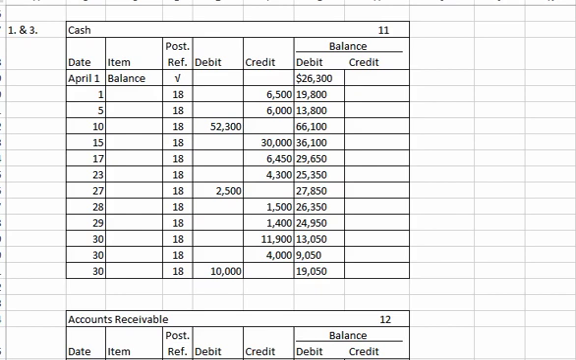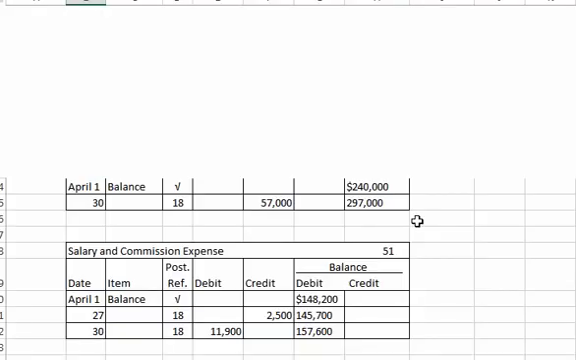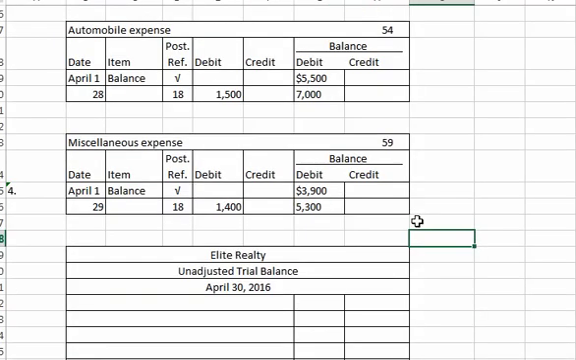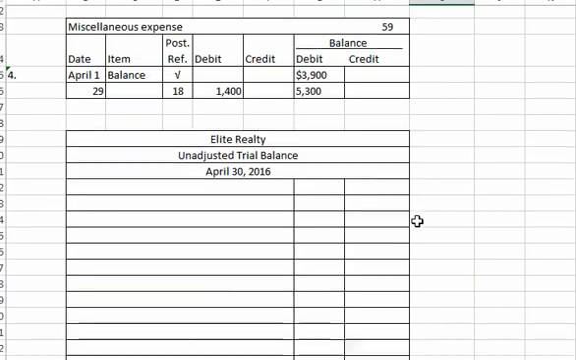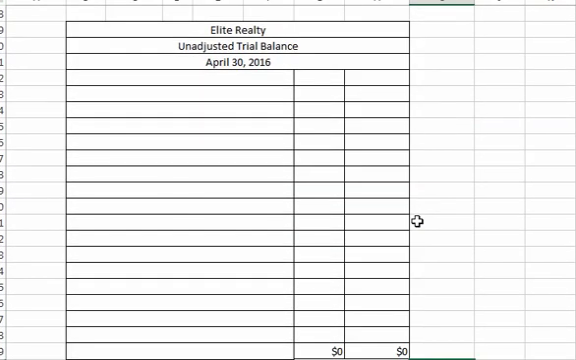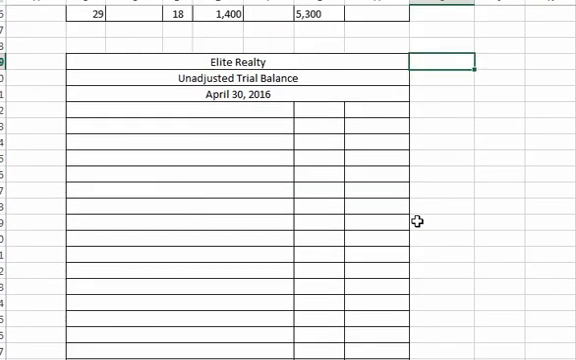Well, you have an example to go by on bottom of page 92. That's the unadjusted trial balance as of March 31st, 2016. They now want one prepared as of April 30th, 2016. Well, I've got a space for that on your template. Here we go. And I already put in the heading. Elite Realty, you'd want to put the name of the business on the top row, just like on bottom of page 92. Then unadjusted trial balance.